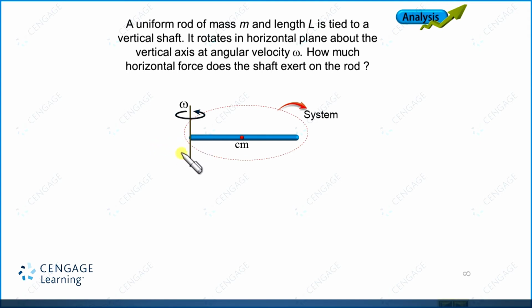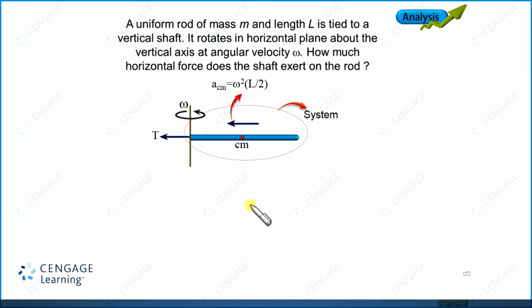Let us make the diagram of this force. Let us consider this force is capital T. Now the center of mass of the rod will be at a distance L by 2 from the center of rotation. So the centripetal acceleration at this position should be omega square L by 2. Now we can apply Newton's second law, or you can say the equation of circular motion, for this case.